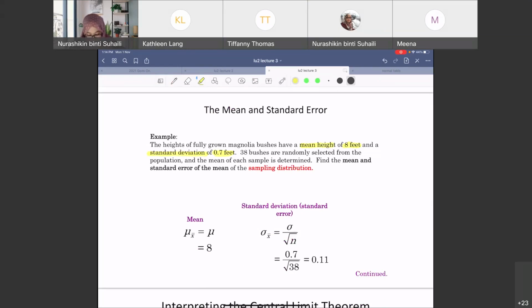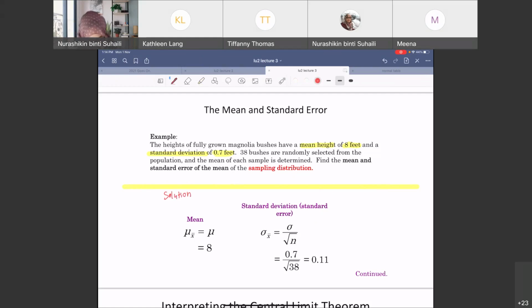38 bushes are randomly selected from the population and the mean of each sample is determined. Find the mean and standard error of the mean of the sampling distribution. This is the only information given. The rest here is the solution. So how do we digest the information from the problem?